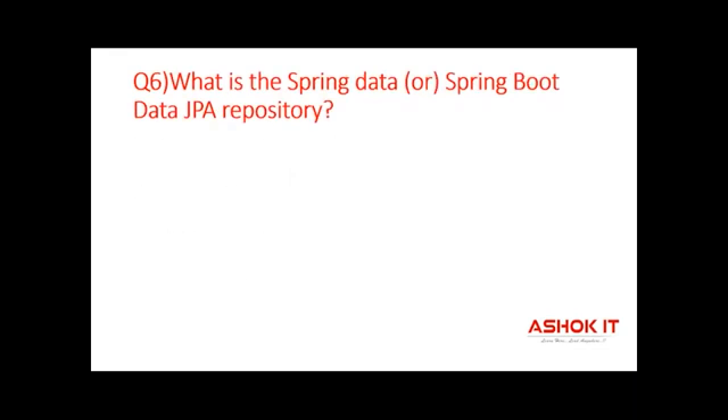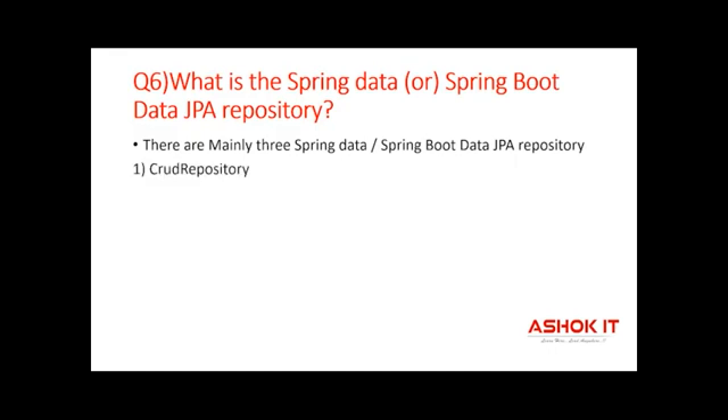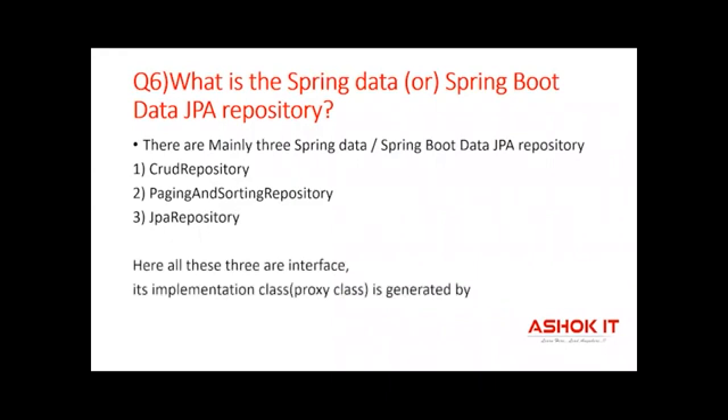Question number 6. What is Spring Data or Spring Boot Data JPA repositories? Actually, we are going to work with it. Generally, if you use only JPA with Hibernate, we write code manually, even for save and update. But Spring Boot Data JPA says, hey programmer, we are giving you some set of interfaces. Those are CrudRepository, PagingAndSortingRepository, JpaRepository. These are all predefined interfaces given by Spring Boot, and it says you don't even write the class, you just extend the interface and create one more interface.